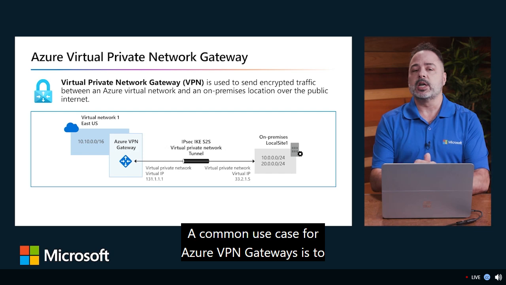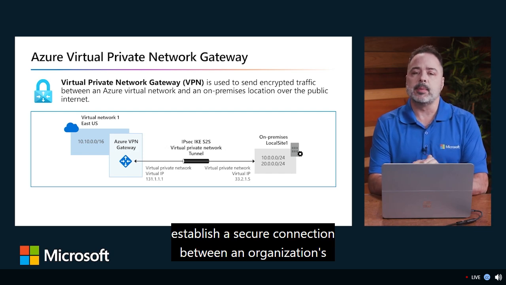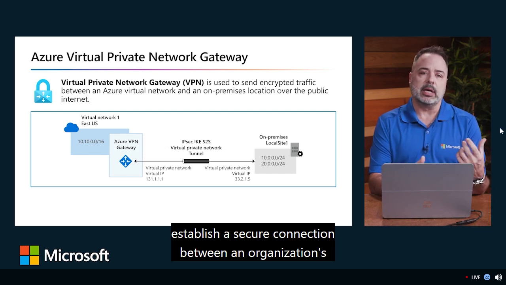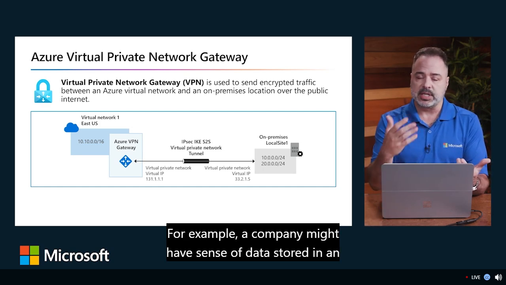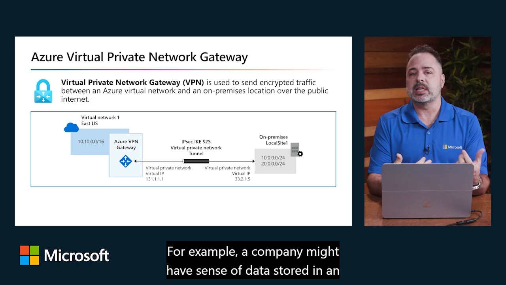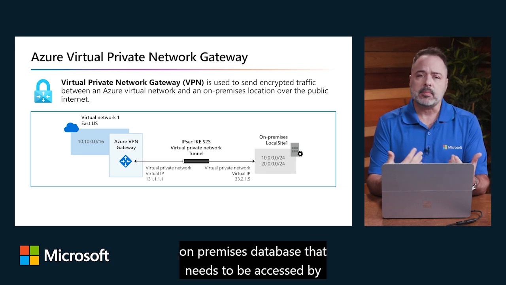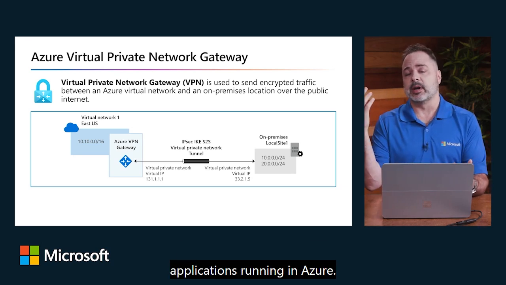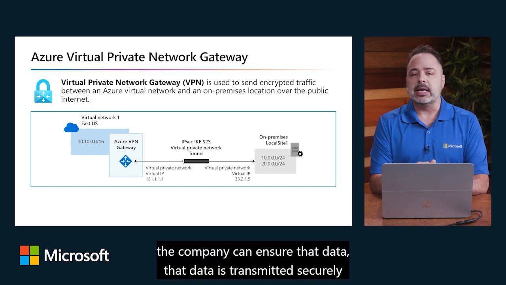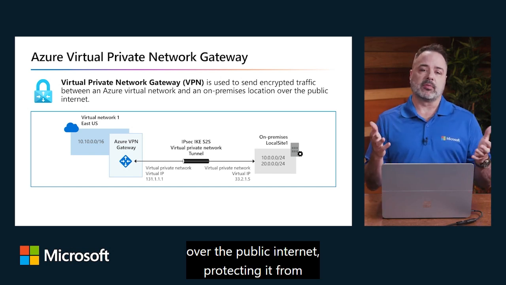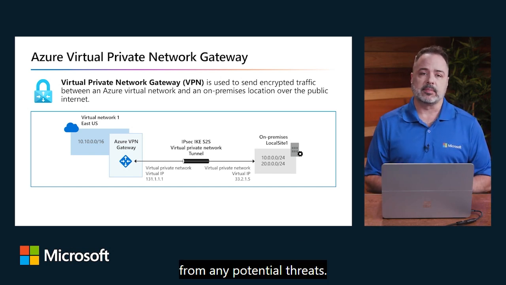A common use case for Azure VPN gateways is to establish a secure connection between an organization's on-premises data center and an Azure virtual network. For example, a company might have sensitive data stored in an on-premises database that needs to be accessed by applications running in Azure. By setting up a site-to-site VPN connection, the company can ensure that data is transmitted securely over the public internet, protecting it from any potential threats.